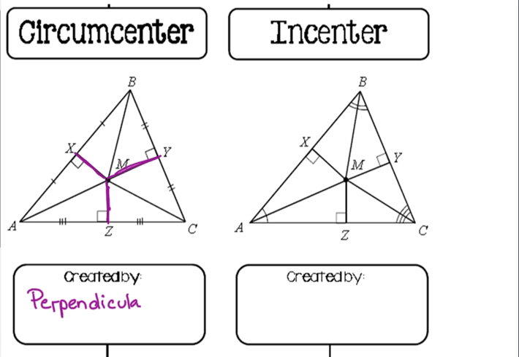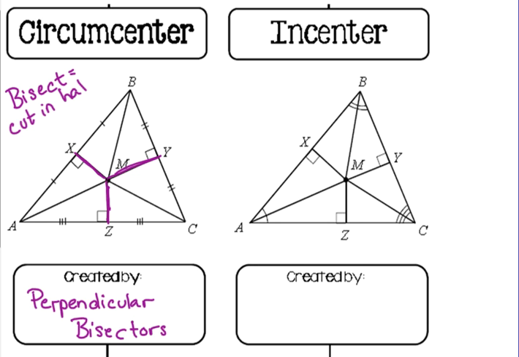Perpendicular bisectors. Now this term makes sense, okay? Perpendicular, what does perpendicular mean? It forms a right angle. All of those segments there that I highlighted in purple form a right angle with the side. What does bisect mean? Anybody know what bisect means? Bisect means cut in half.